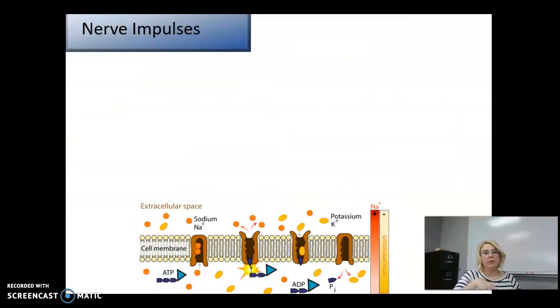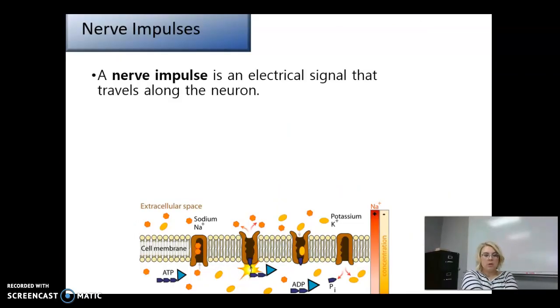So let's talk about those nerve impulses. A nerve impulse is an electrical signal that travels along the neuron. Okay, so remember we talked about how we have the cell body and then we have the dendrites on the end. The dendrites take in the information and take it to the cell body. Then we have these that are covered in the myelin sheath. These are the nodes over in here to get to the axon, which is here.